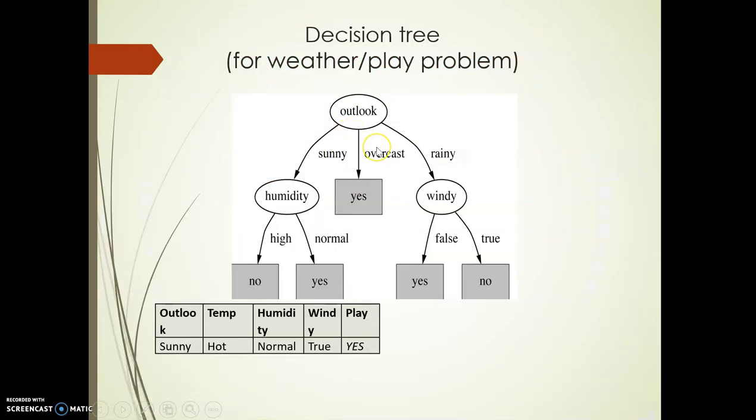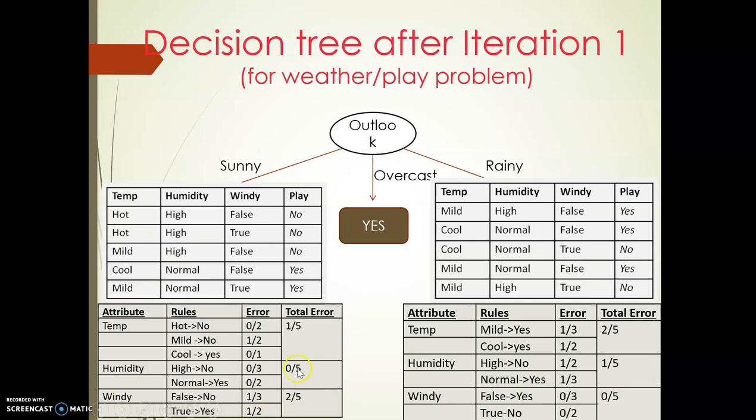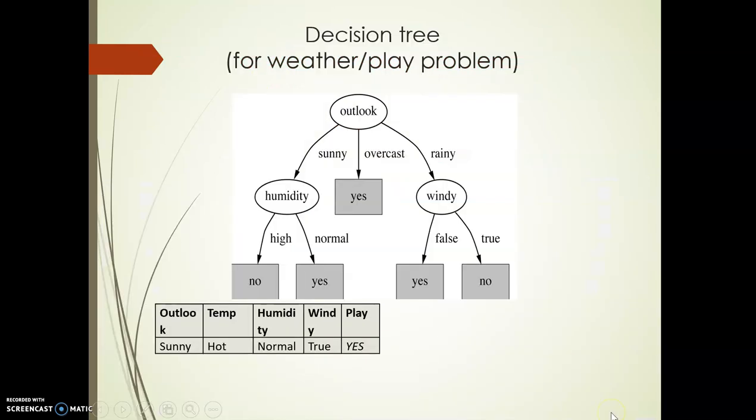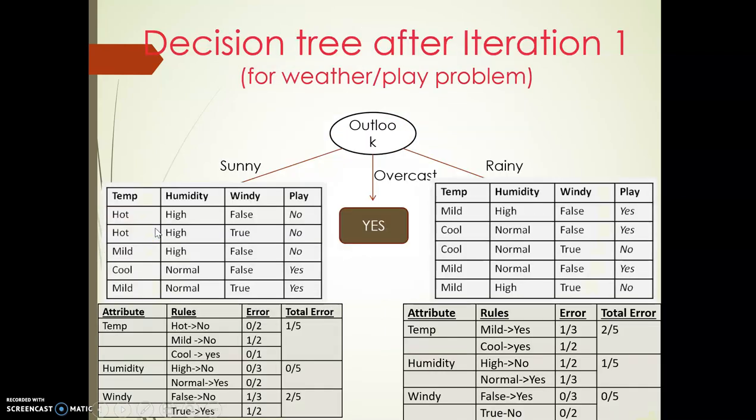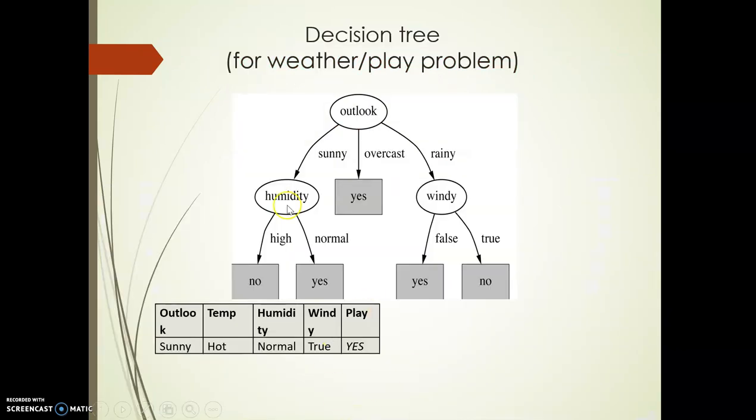So you can see, for outlook under sunny you have humidity, for rainy it is again windy with the zero here. So how does it work now? Outlook with sunny, humidity. For humidity it is a zero error, so no need to proceed further. Whatever decision you have taken for the humidity can be written here.